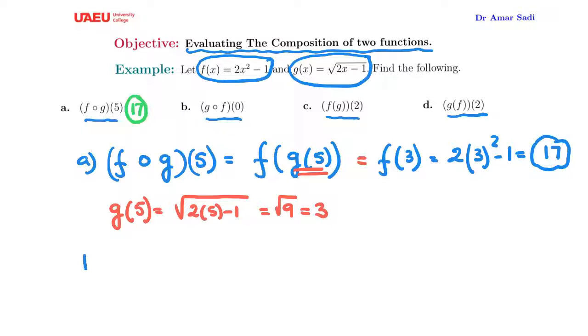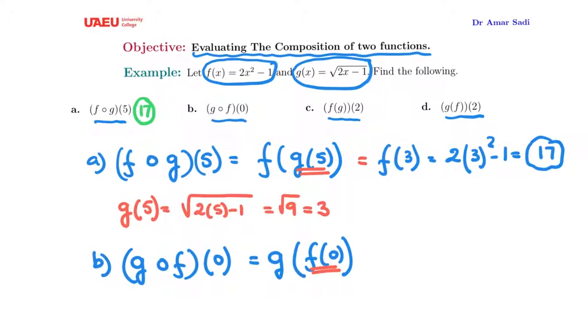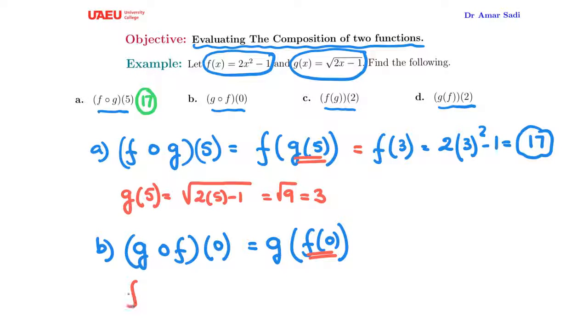Okay, let's do the same with B. So in B, I want g of f of 0. So which is, of course, g of f of 0. Now, I want to know what is this f of 0. So let me find it here. F of 0 will be 2 times 0 squared minus 1, which is minus 1. And therefore, this is g of minus 1.